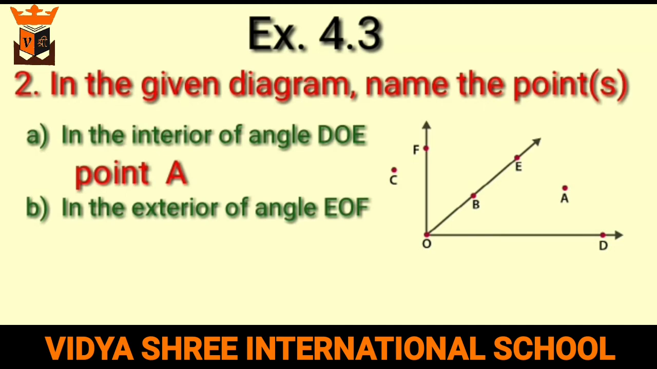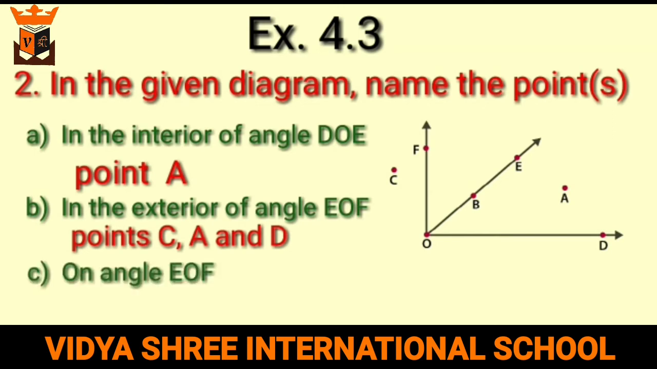So we have points C, A and D which are in the exterior of angle EOF. C part is on angle EOF. So we have the points E, B, O and F.